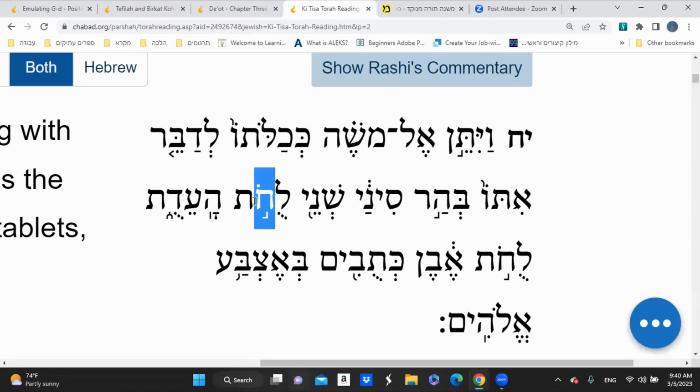Het is often mispronounced as a chaf, the letter chaf. However, the letter het and the letter chaf are clearly distinct letters. This is chaf. This is het. In ancient linguistic works of the Jewish people, these two letters are clearly distinguished as producing two very distinct sounds.